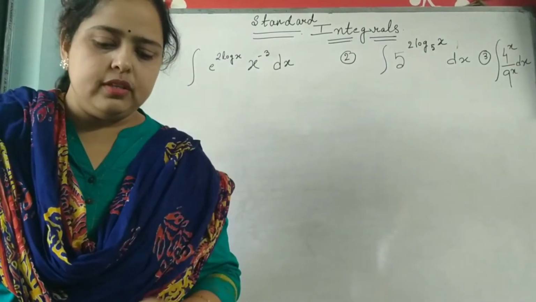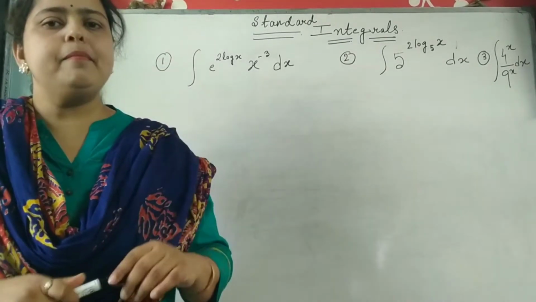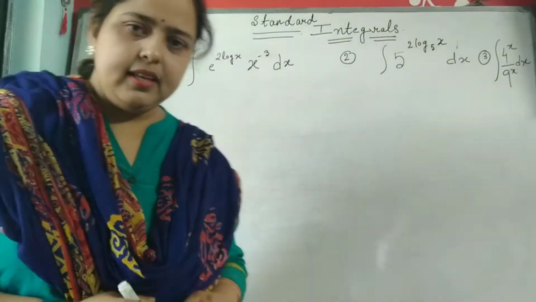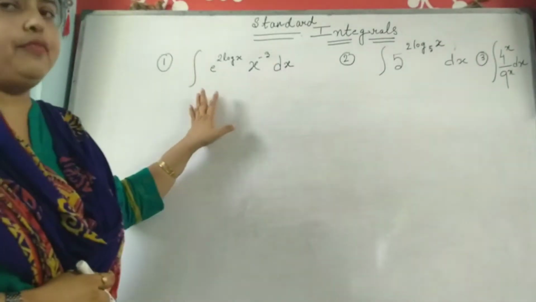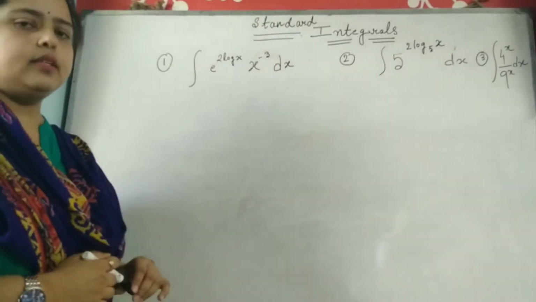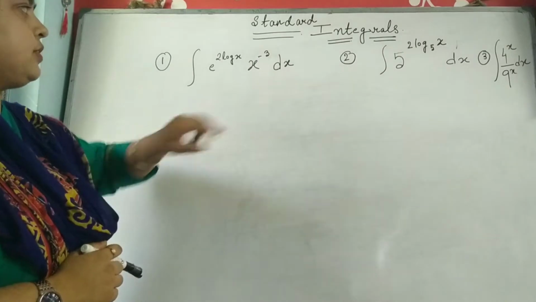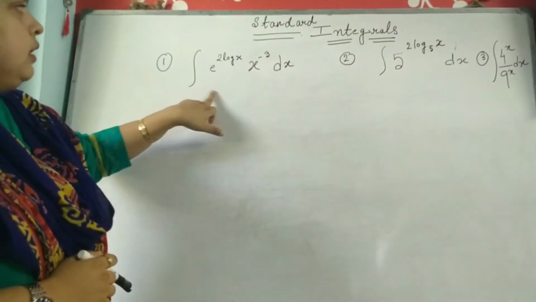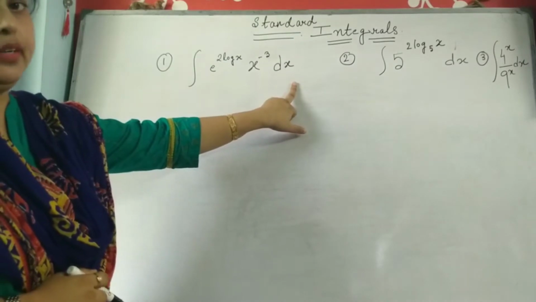So I have chosen certain problems for you which will be marking from 1 to 2 marks. So here you can see on the board that the first problem I have chosen for you is integral of e to the power of 2 log x into x to the power of minus 3 dx. Let us understand how to solve it.